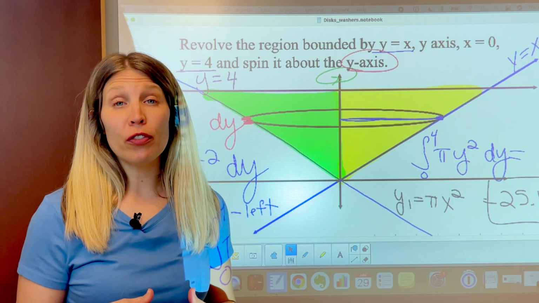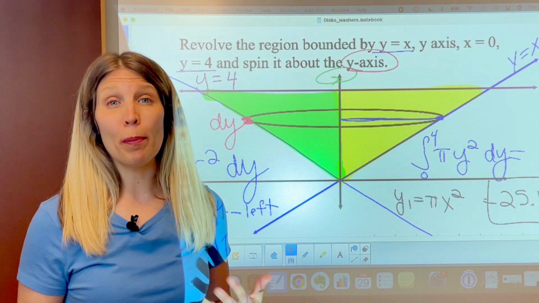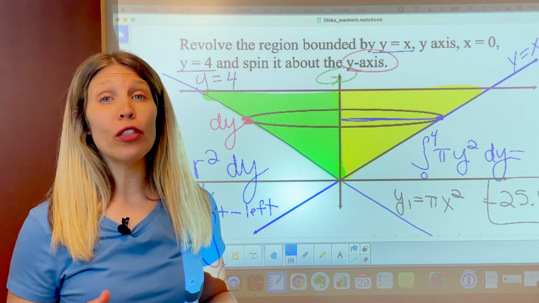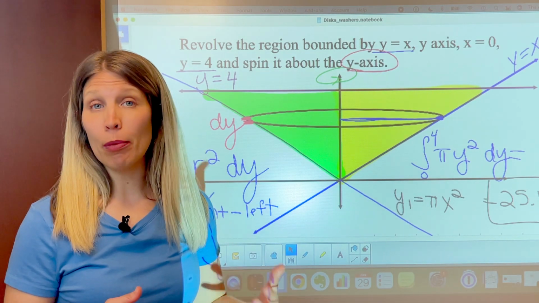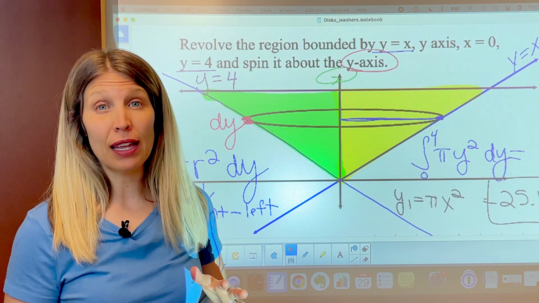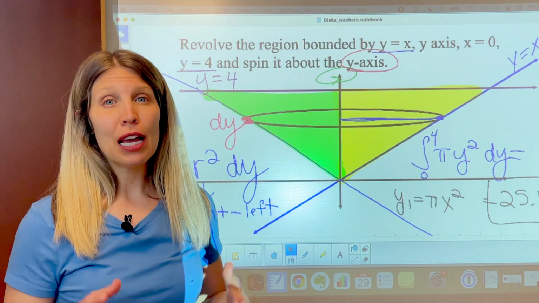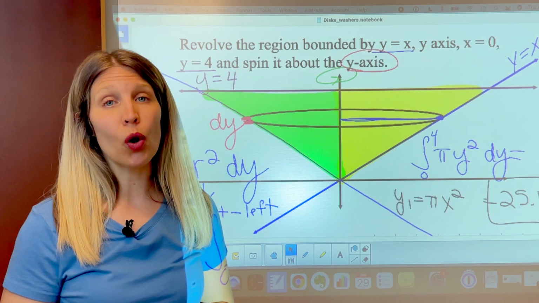Hopefully this helps simplify the disc and washer method for you. Really, it's just the area of a circle. Make sure you're just paying attention. Draw your function, draw the shadow, draw the line for your radius. If it's a dx problem, it's going to be top minus bottom to find that radius. If it's a dy, it's going to be right minus left. Make sure you know if it's a dx or a dy, and make sure your bounds go according to that.